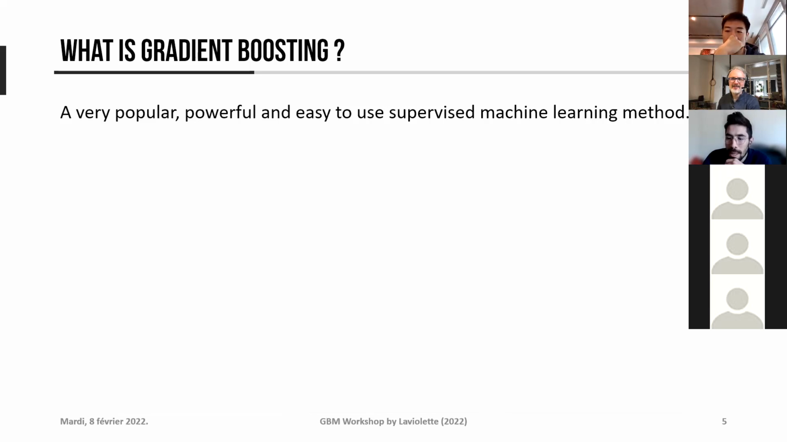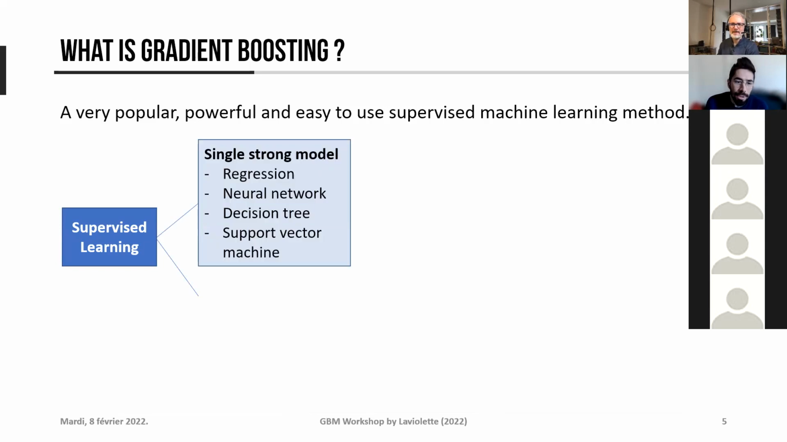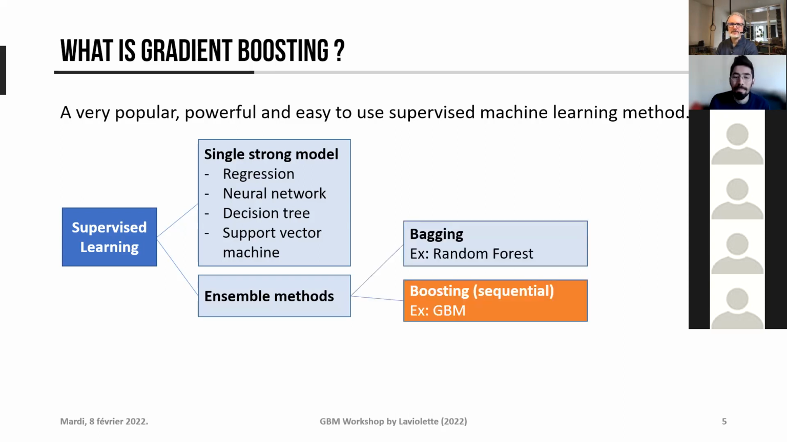Maybe some of you are aware of random forest, which may be a more common machine learning method. There are two types of supervised learning methods. There's the single strong model method, where you have a regression, one neural network, or one decision tree, or something called support vector machine, which I don't even know what it is. And there's the other way of doing this through what we call ensemble methods. In ensemble methods, we have two approaches: first is bagging, like random forest, and the second is boosting.